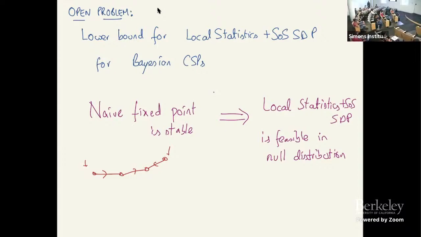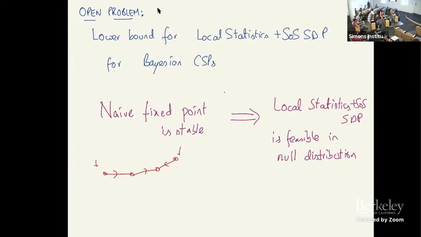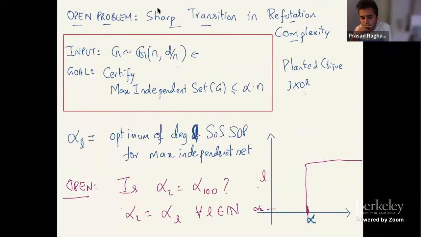In the problem of certifying an upper bound for max independent set, what is the conjectured value of alpha where we get stuck? I think alpha 2 is like 1 over square root d. I think it's 1 over square root d.